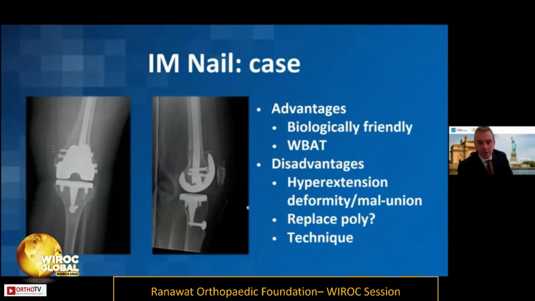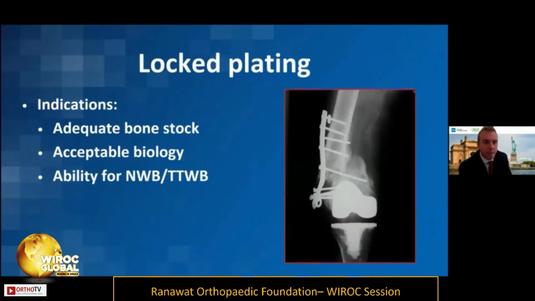So the advantage obviously is that it's biologically friendly. You can allow patients to weight bear. The disadvantage is that you often get this hyperextension deformity as seen here because the box is more posterior than what a normal starting point would be. The question of whether you replace the poly and how to do the technique is obviously a little bit more challenging and unfamiliar, especially for a lot of arthroplasty surgeons.